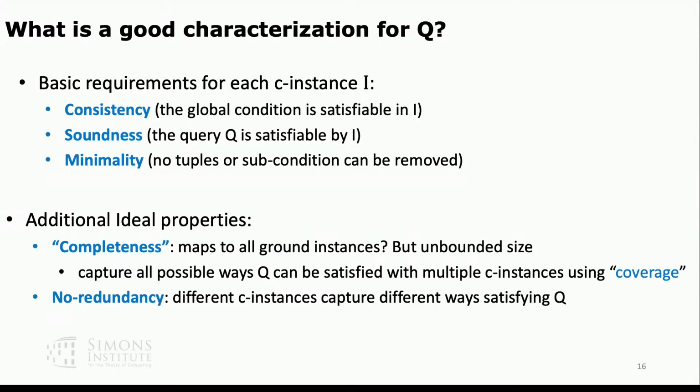Moreover, we ideally want completeness. Now, what does completeness mean? One obvious notion of completeness would be: take any ground instance that satisfies the query, and there should be a mapping, a homomorphism, from your conditional instance to that ground instance. That does not work because there could be unbounded size for all these ground instances. So we are using a notion of coverage to define our completeness. Defining completeness was quite non-trivial in this work. And no redundancy: we want to return a set such that no one can be removed from that set.